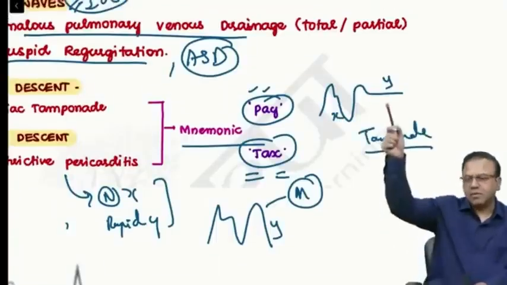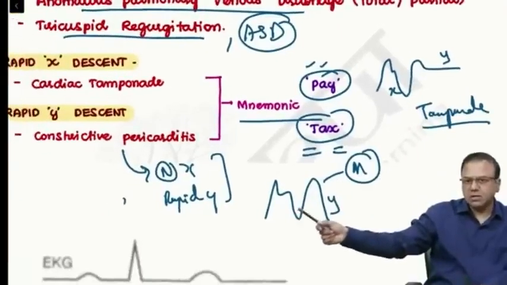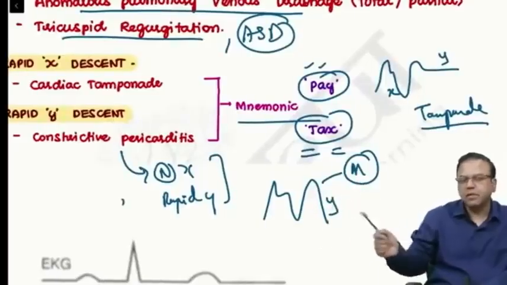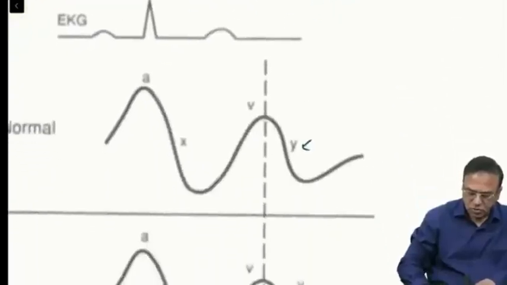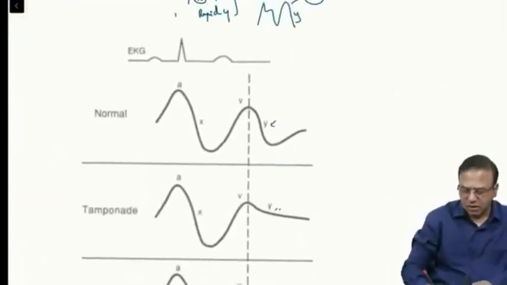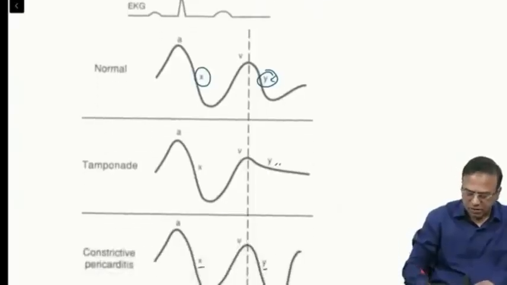Okay, remember: absent or minimal Y descent with sharp X descent is tamponade. X descent normal, Y descent there, both there, looks like an M. This is what is seen in constrictive pericarditis. So you can see the picture here. This is how it normally should be, and Y generally is smaller than X. X is deeper. But if Y is almost absent and X is there, it is tamponade.